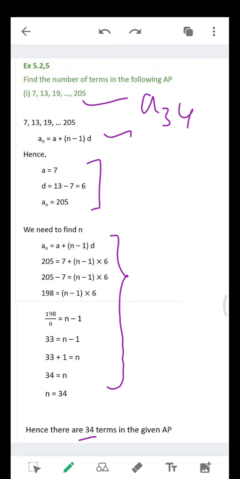Now you can observe one thing: the n value will never be in decimals, because a roll number can never be in decimals. This is the serial number, like the first term, second term, third term. I can't say 3.5 term. I can't say the serial number as 4.5. So the serial number or the number of terms cannot be in decimals. They will always be whole numbers.